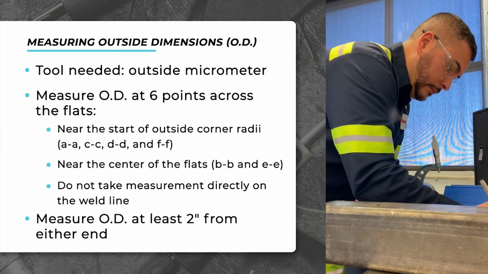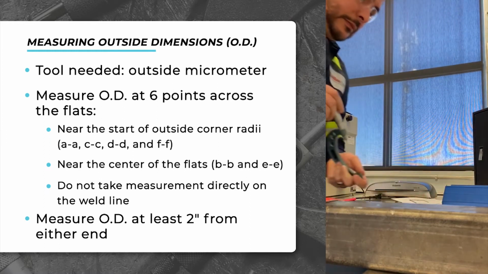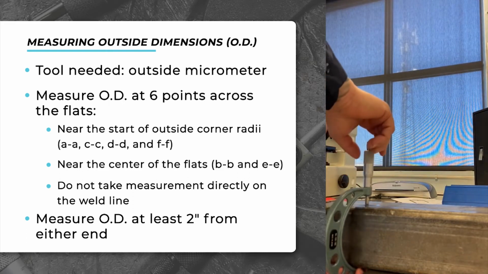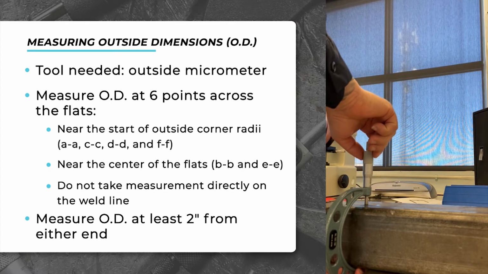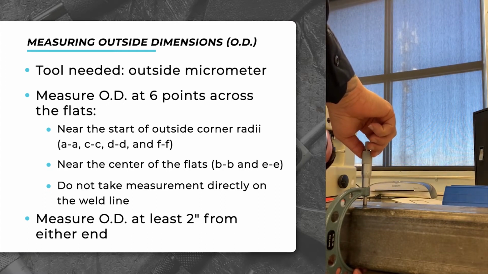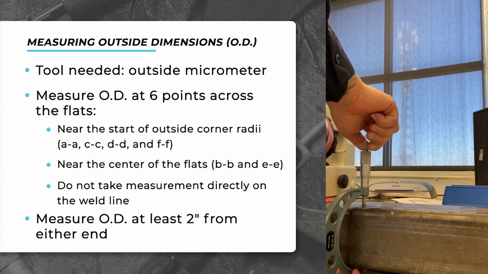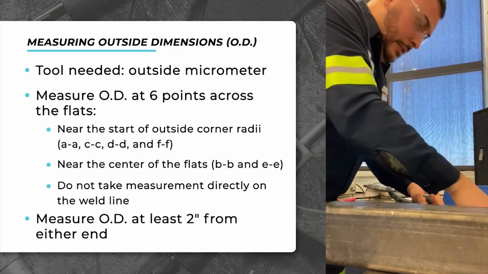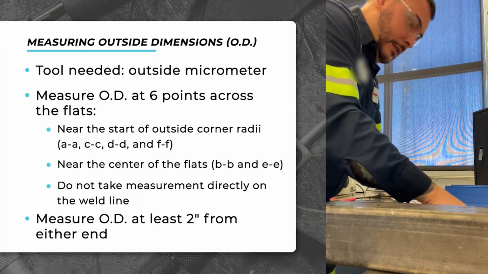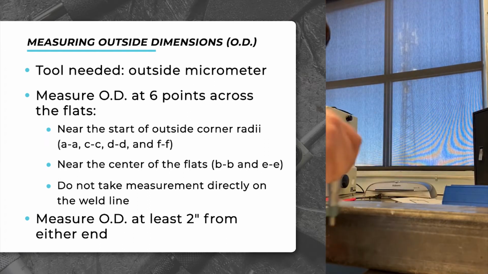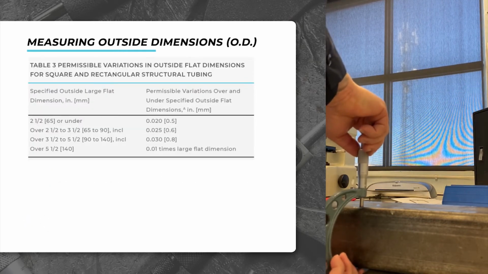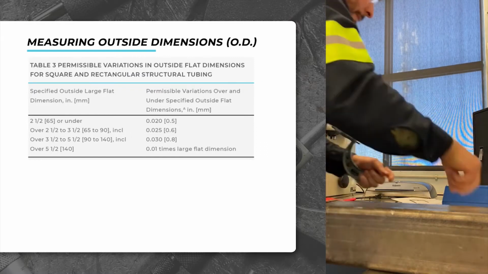Our first measurement is near the start of the outside corner radius along line A. The OD measurement at this point is plus 0.011 inches above the specified outside dimension. The second measurement is near the center of the flat along line B. This measures at minus 0.010 inches below the specified dimension. The next measurement at the corner radius along line C measures at minus 0.003 inches.